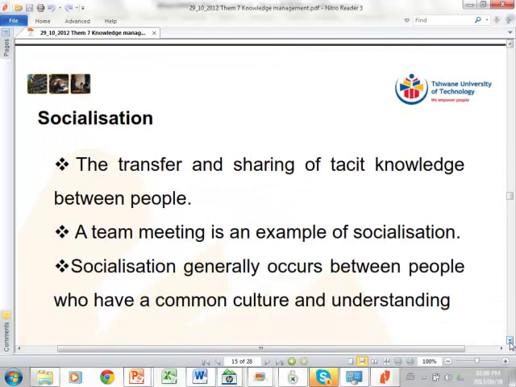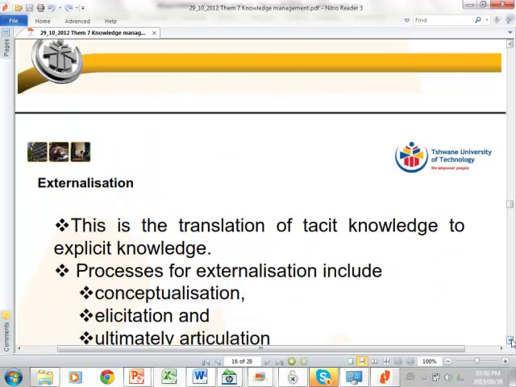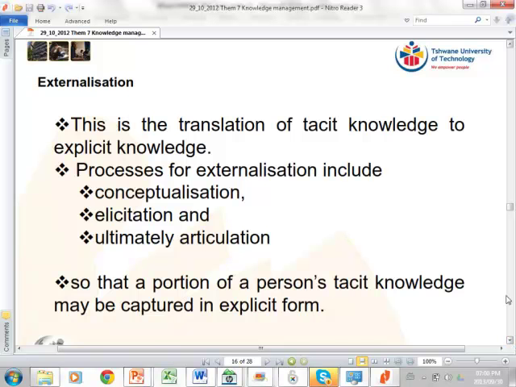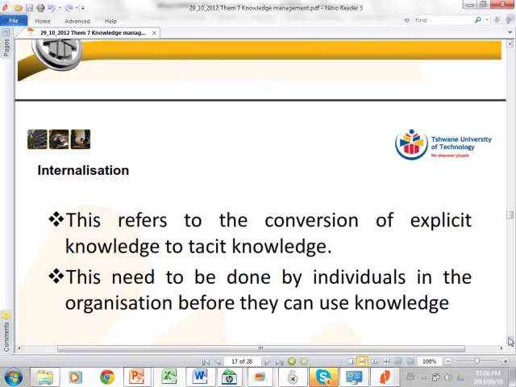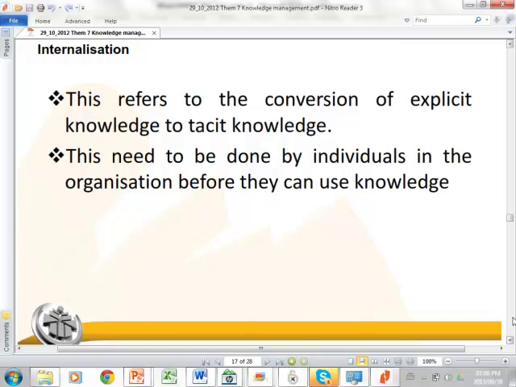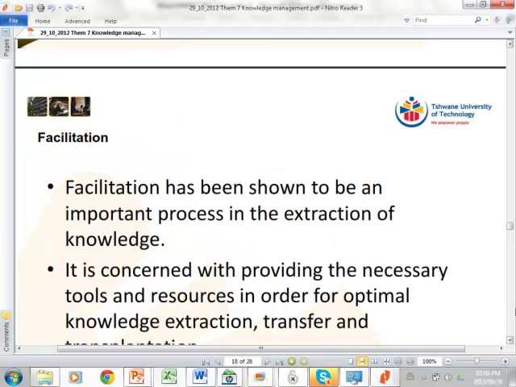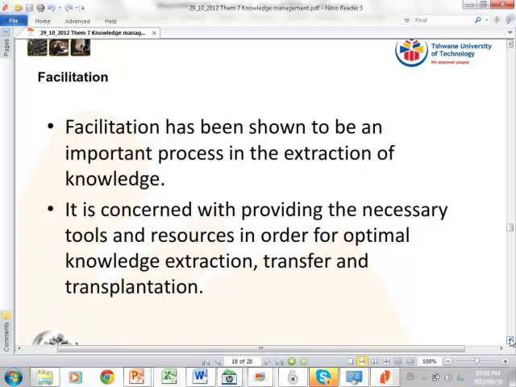Okay, so this is just the description of socialization, the description of externalization, and internalization, which we've discussed. And then facilitation: that's the process of taking explicit knowledge and transferring it to a person in explicit form. So that's basically what lecturers and teachers are supposed to do. They're supposed to facilitate knowledge transfer.